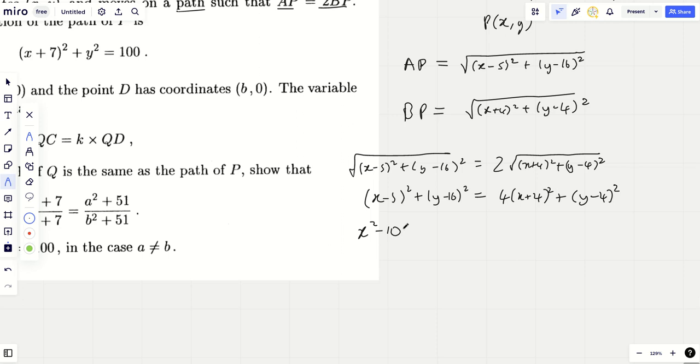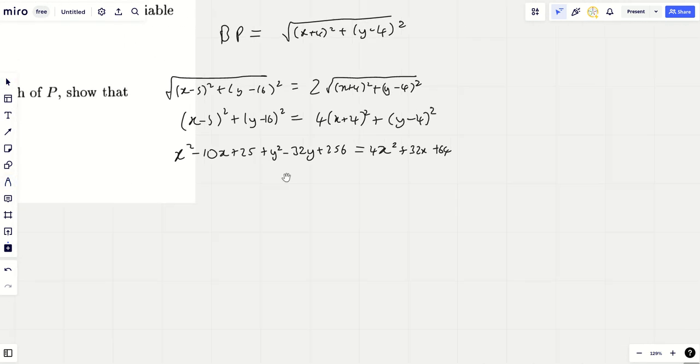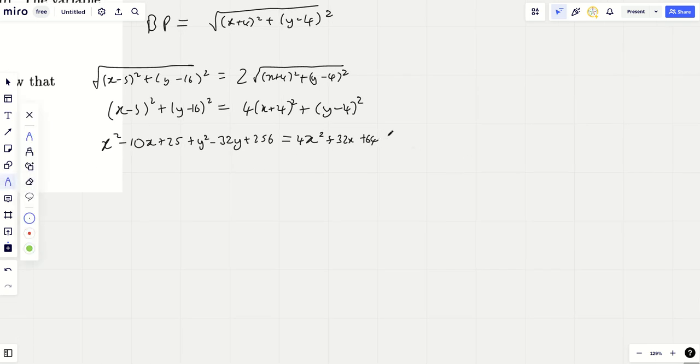x squared minus 10x plus 25 plus y squared minus 32y plus 256. Remember, you don't get a calculator for this exam, so you want to get good with your arithmetic. We're going to get plus 4x, which is plus 8x times by 4. We're going to get 32x. And then we're going to get a 16 times 4 is 64. Similarly for the y, we're going to have very similar result here. 4 y squared minus 8y plus 16.